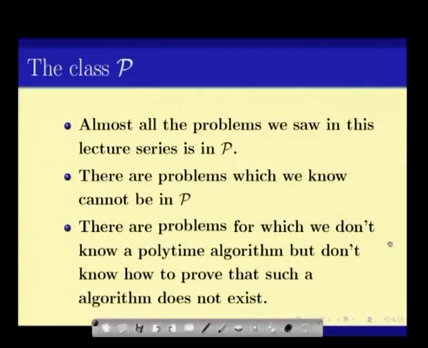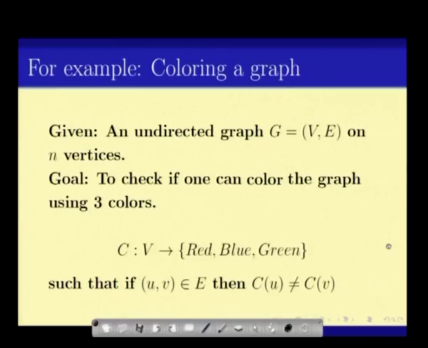And there are problems for which we don't have a polynomial time algorithm, so we don't know that it is in P, but we also don't know that they are not in P. This is the class of problems which is the most interesting, because this is where the ambiguity lies. This is where we don't know the final answer, whether it is in P or not in P. Let us try to understand. Look at one such problem.